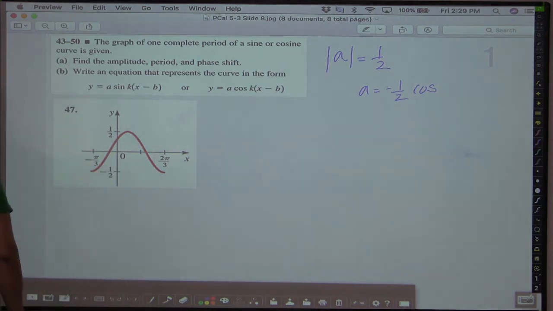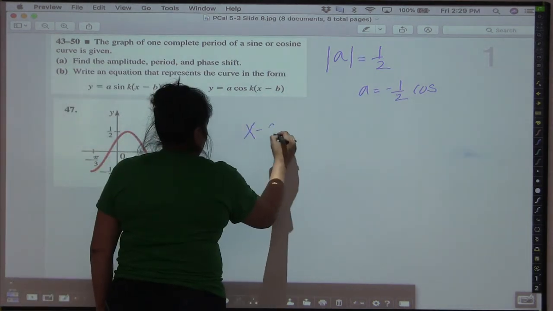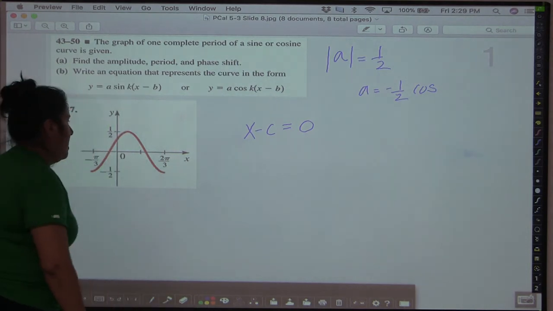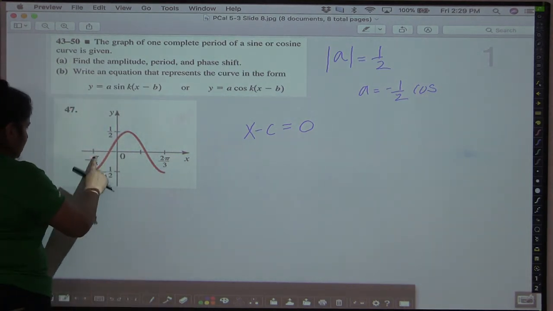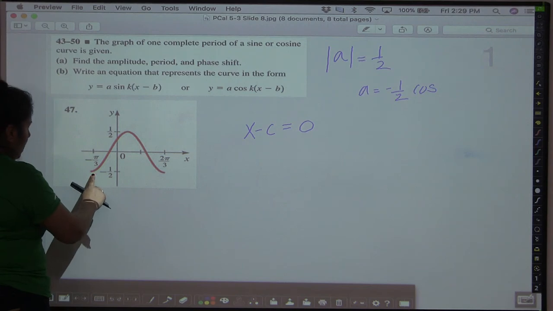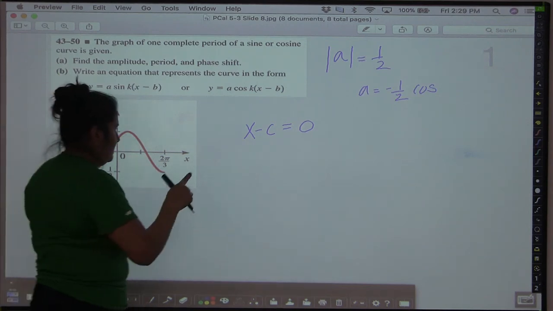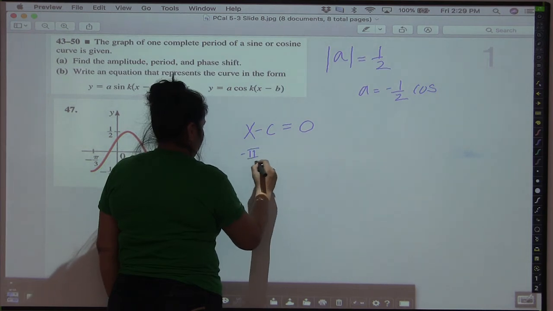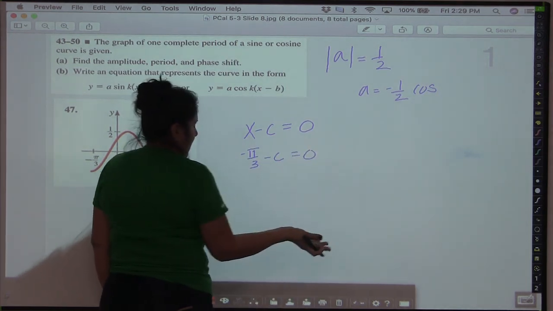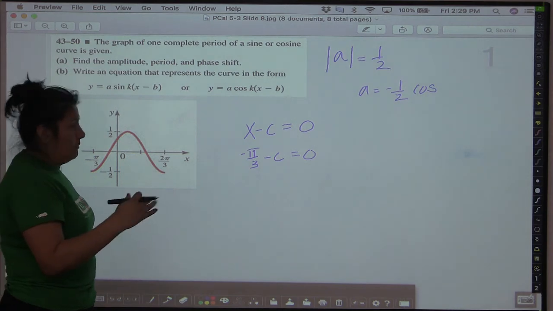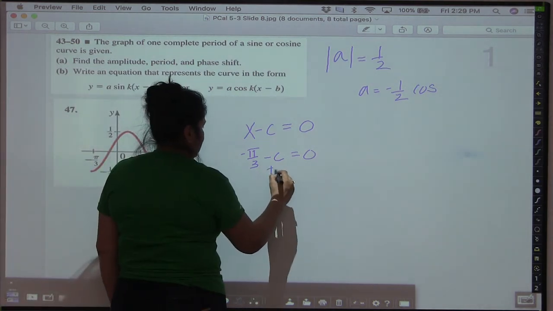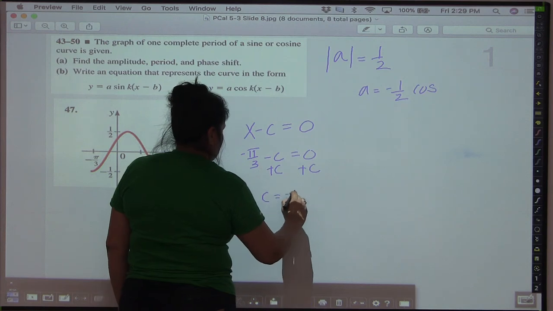And then we have to figure out if there's a phase shift or not. We know that the equation for phase shift is x minus c equals 0, to find out what the c value would be. What you can see here is that this x value, where it appears to be starting, is negative pi over 3. So I replace the x with negative pi over 3 minus c equals 0, and I just solve this equation for c. This is how I'm working backwards. So now I can add this c to the other side, and so c equals negative pi over 3.